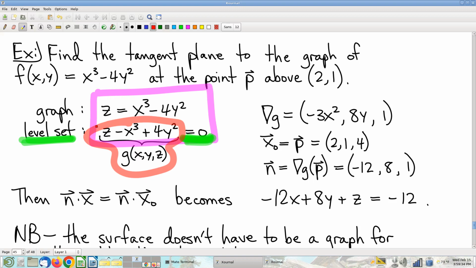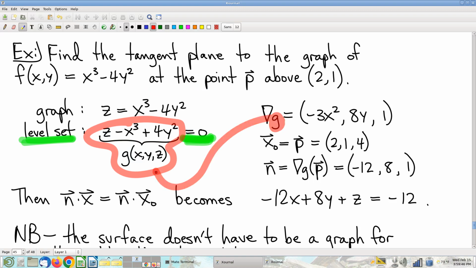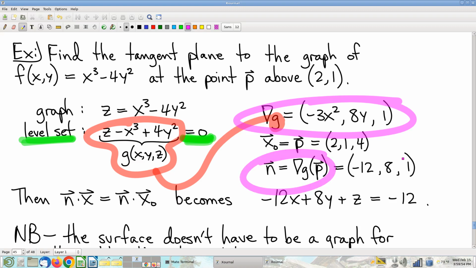Everybody with me? Once I've got it viewed as being a level set, I don't really care about the whole graph business anymore. Once I view it as a level set, then, well, let's see here. The gradient of that function, the function whose level set I'm looking at, that gradient is going to be my normal vector. And I can plug in the point in question and get that value. That's my normal vector, and arithmetic and victory.